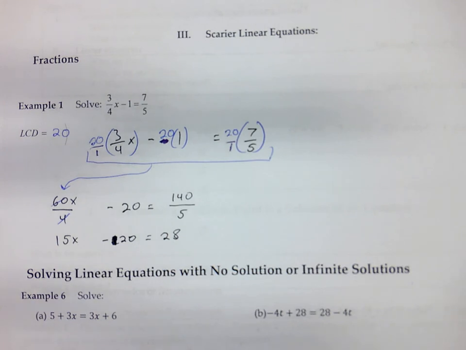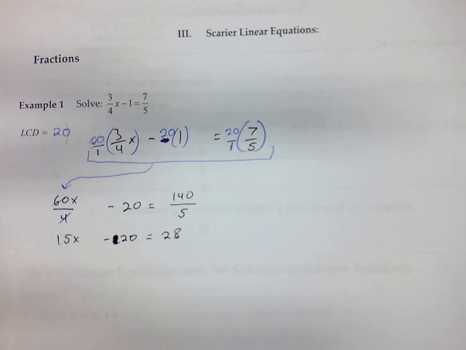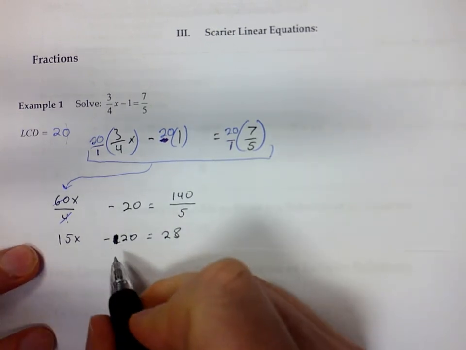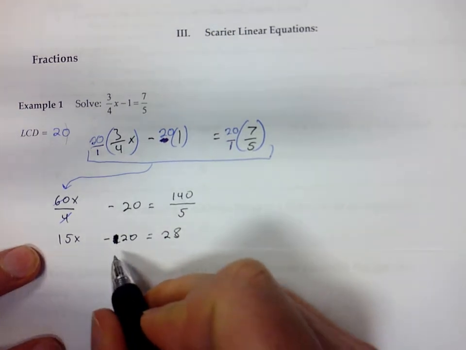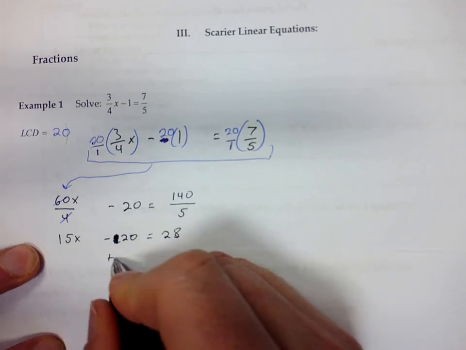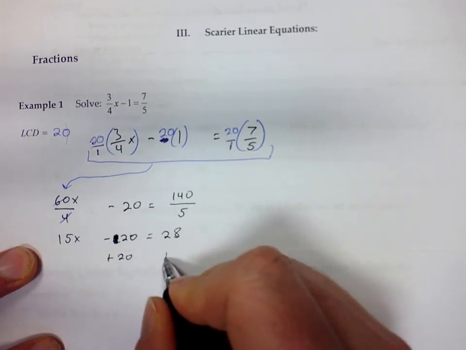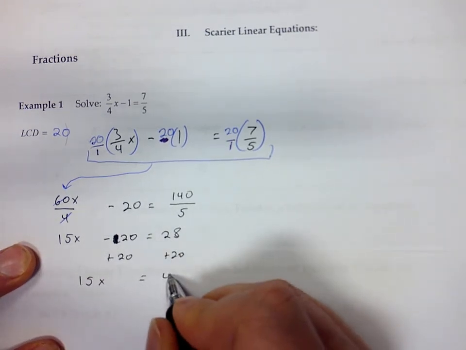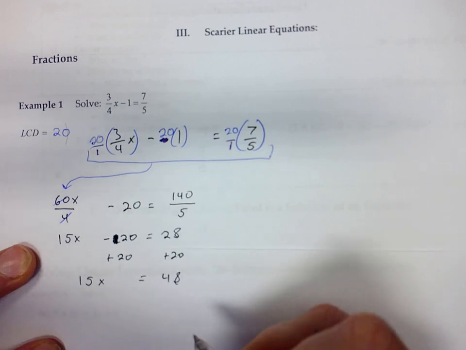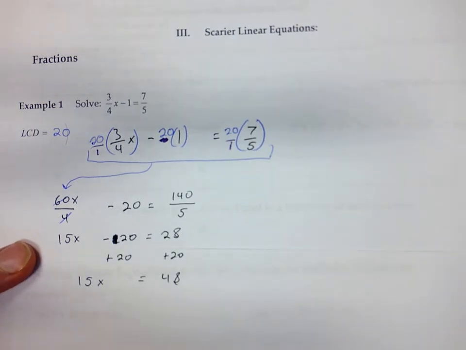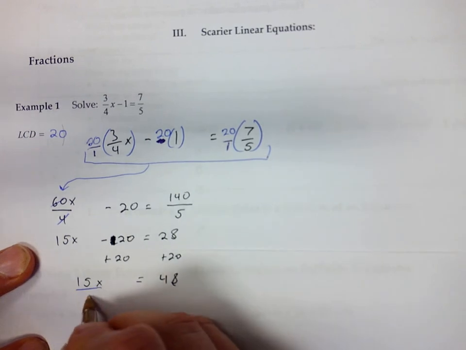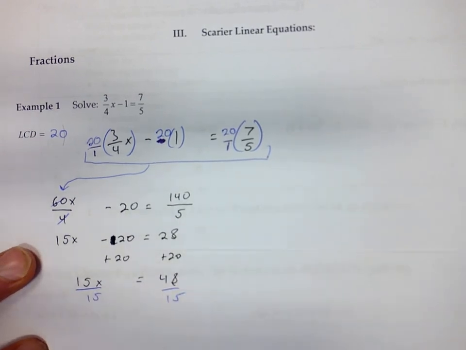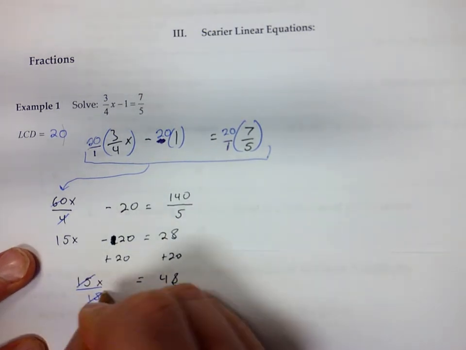I didn't leave enough room, so I'm just going to sneak in some new paper here and keep on going right below this. So in order to finish solving this, I need to move the 20 over. I can do that by adding 20 to both sides. I get 48 there on the right, and then I can divide by the 15. So the 15 cancels on the left.